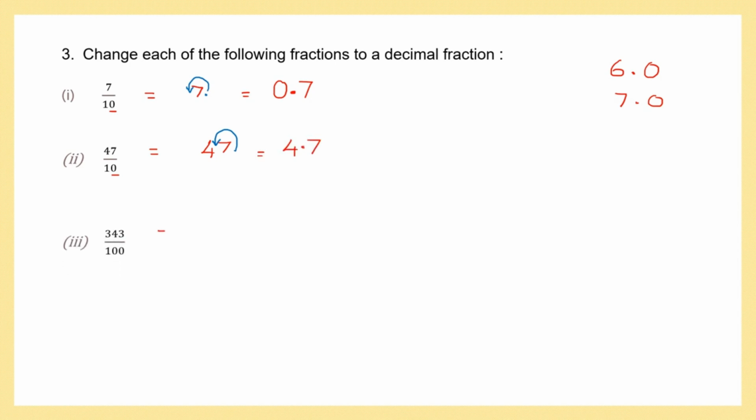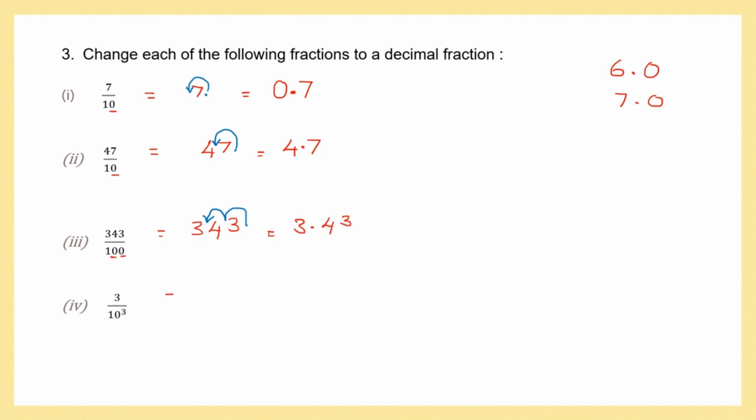Question 3. Let's write the numerator as a whole number. Look at the denominator. 100 has 2 zeros. So my point will move 2 places to the left from here. 1 and 2 places to the left. So what is my answer? 3.43.